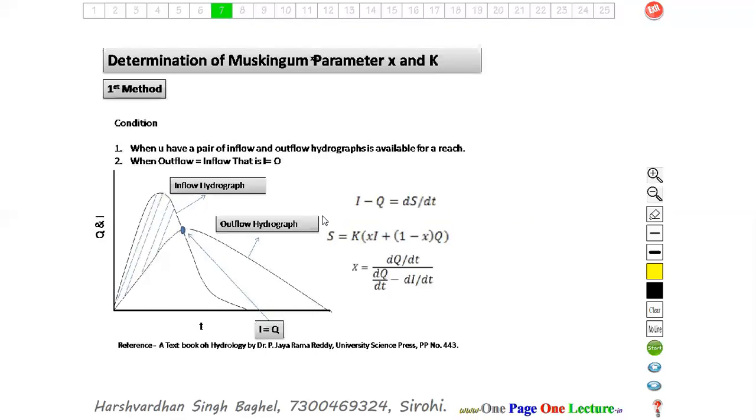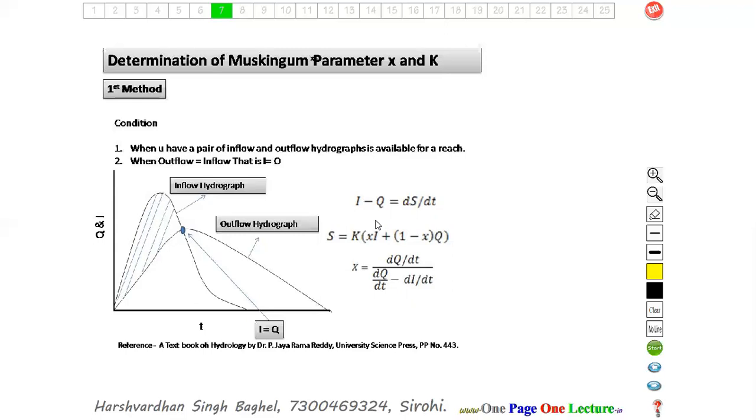Okay. So we have two methods for determining the parameter values of X and K. These are the graphical and numerical methods. In the first method, we have the inflow hydrograph and we have evaluated the outflow hydrograph. There is a coinciding point between the two hydrographs where I is equal to Q, that is, the inflow is equal to the outflow.